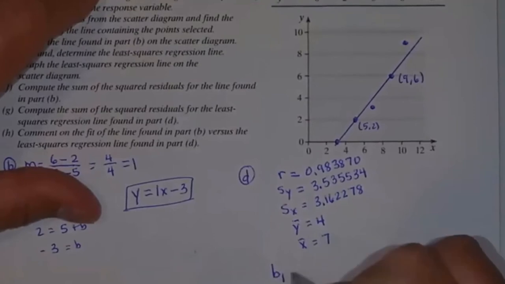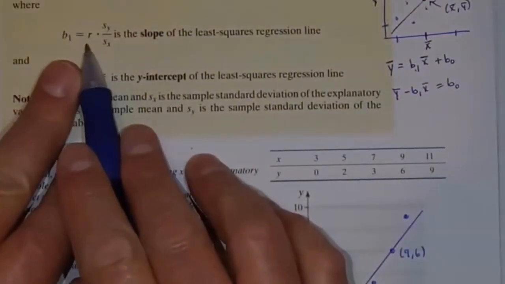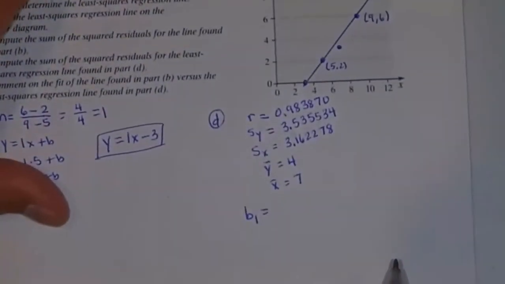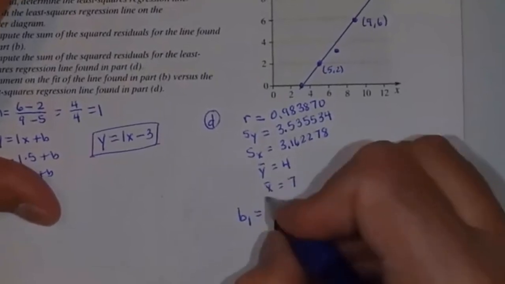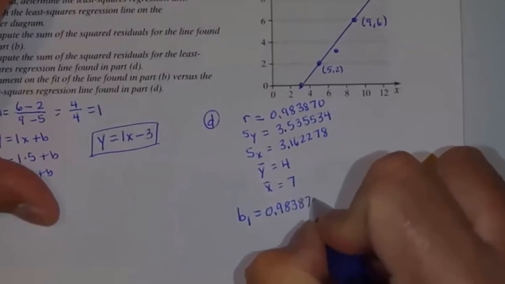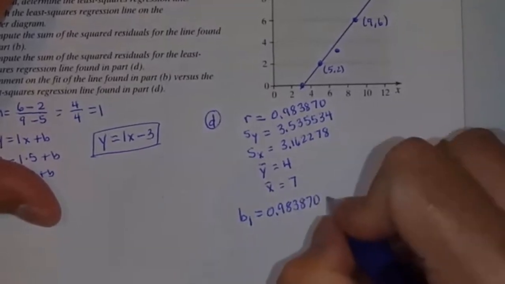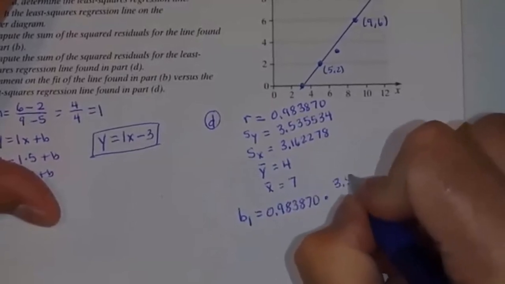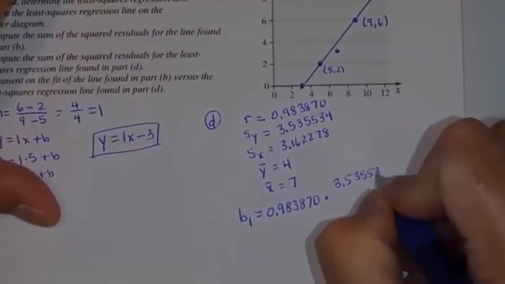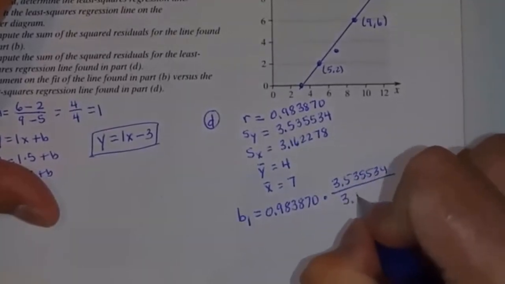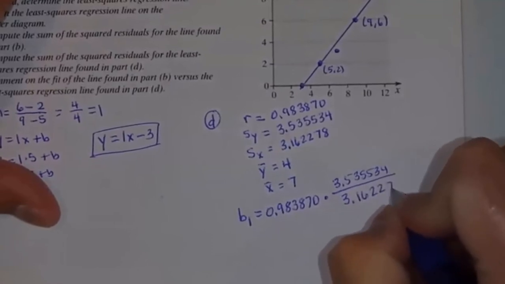So the slope, B1, is going to equal, I'm using my formula up here, the correlation coefficient times the standard deviation of y over the standard deviation of x. So my correlation coefficient is 0.983870, so that's R, times the standard deviation of y, which is 3.535534, divided by the standard deviation of x, which is 3.162278.